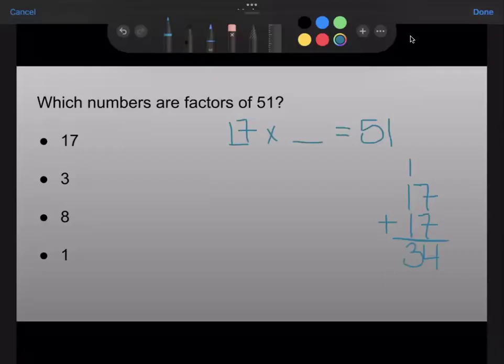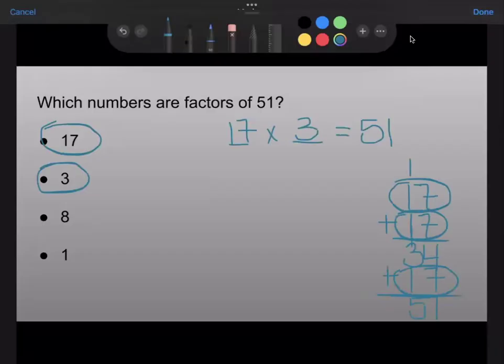Okay, let's add another 17 to that. That would be 11 and 51. Oh, look at that. I actually did get 51. So it took me 1, 2, 3 17s to get there. So 3 is also a factor of 51. So I can go ahead and circle this one and this one.